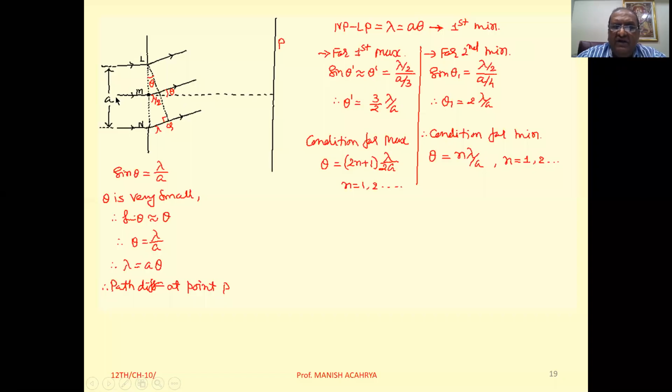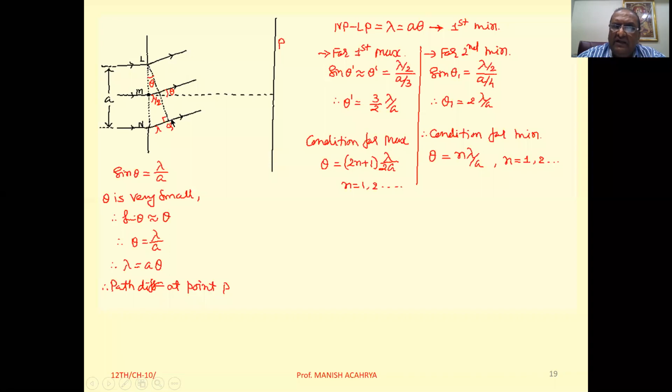Now suppose the width of the slit is A, and here see, the waves diffracted from L, M and N are represented in the figure. Now draw a normal from L to the wave which is diffracted from N.